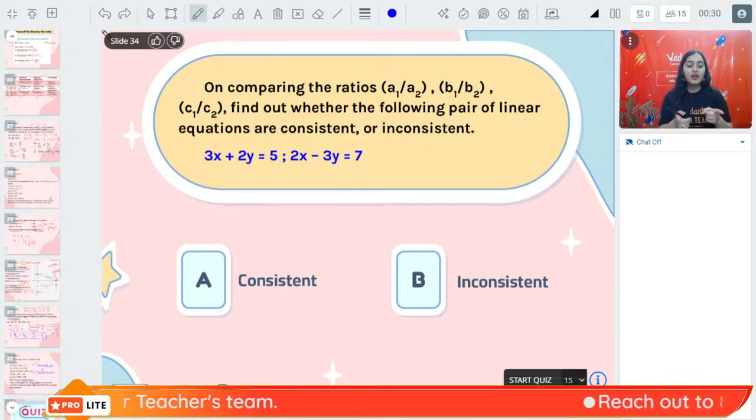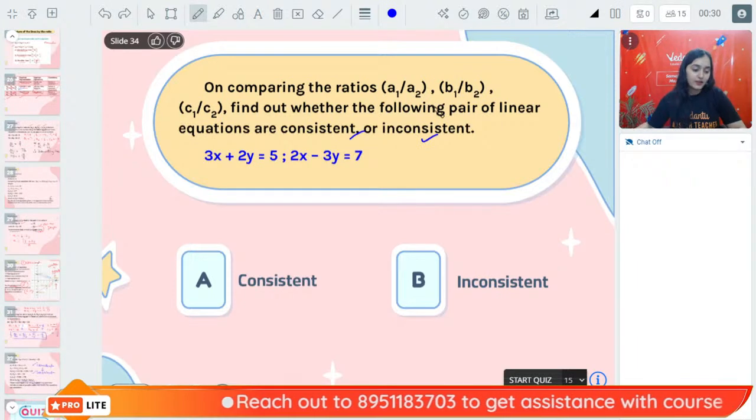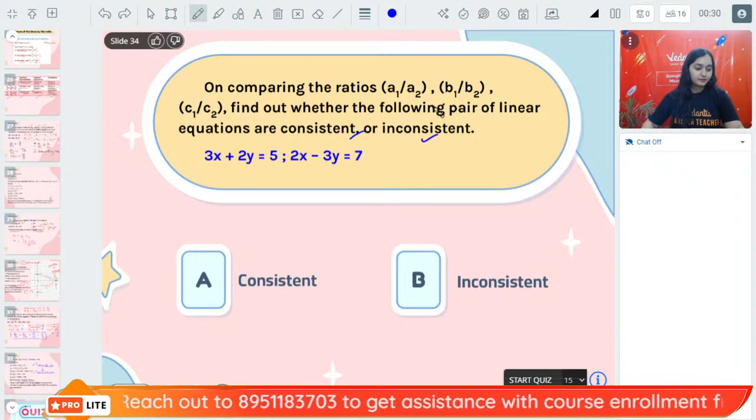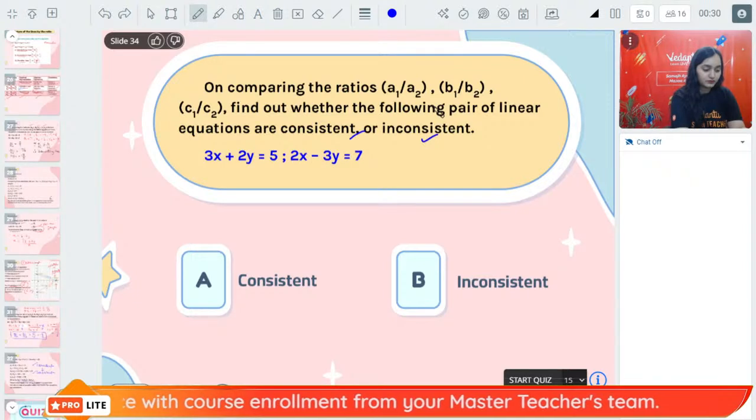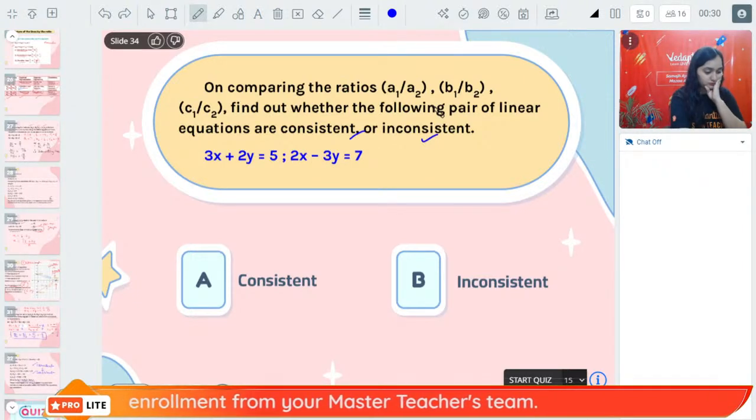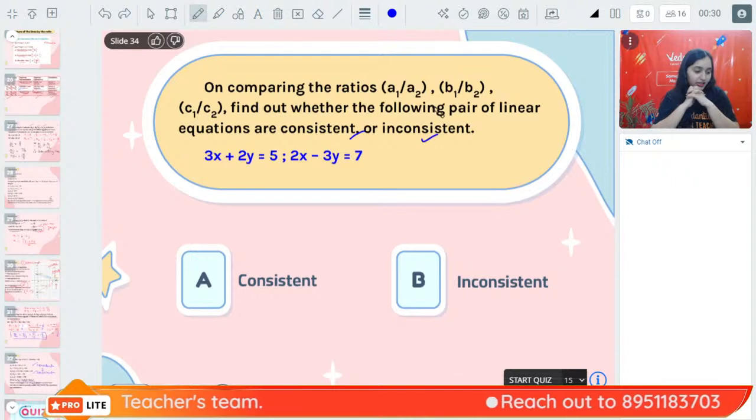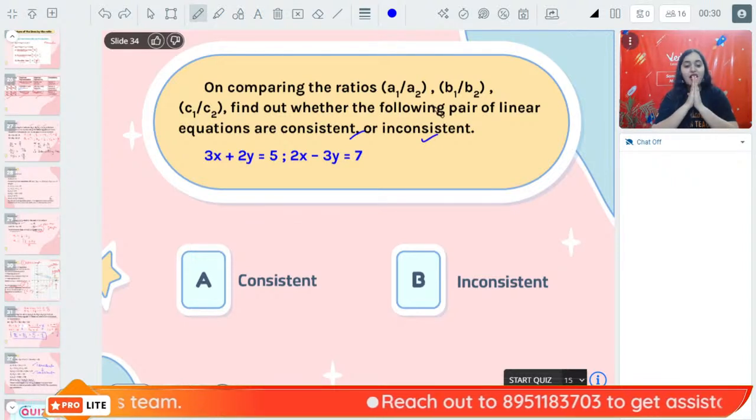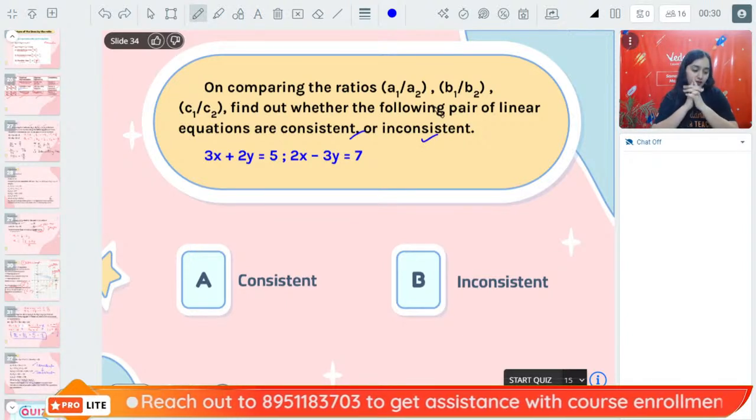All right. Question number 1 on your screen. On comparing the ratios, find out whether the following pair of linear equations are consistent or inconsistent. Hi Harshit, where did you disappear? On comparing the ratios, find out whether they are consistent or inconsistent.